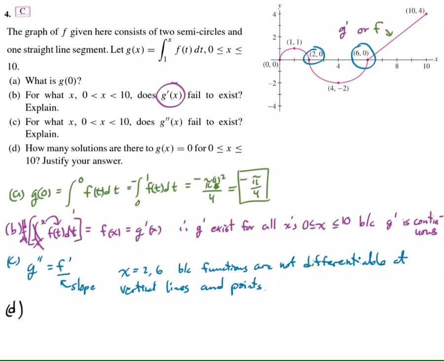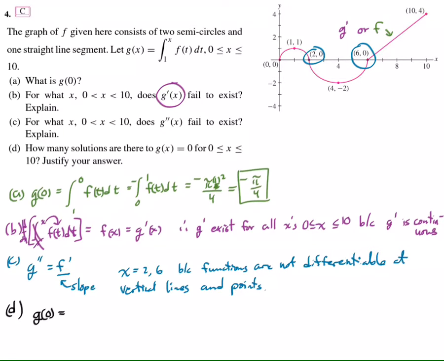A more specific version of the mean value theorem, MVT, is Rolle's theorem. Rolle's theorem is the same thing, except Rolle's theorem is specifically talking about x-intercepts. So let's start with 0, because 0 is at the beginning of our interval. What is g of 0?